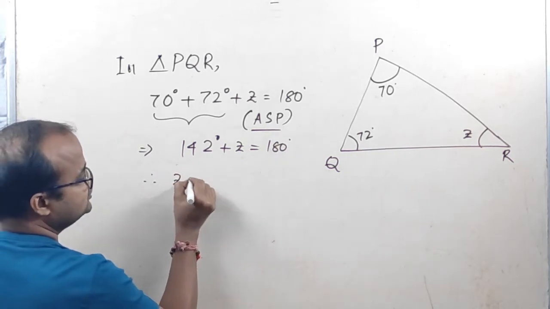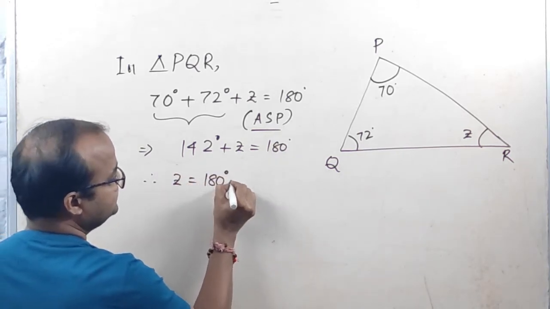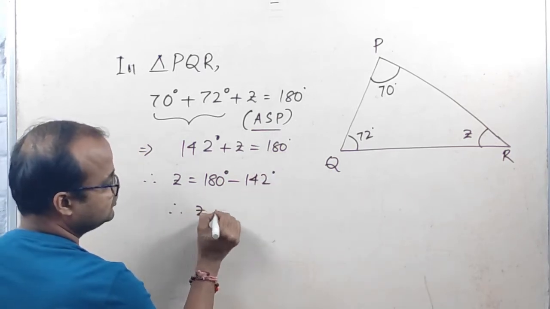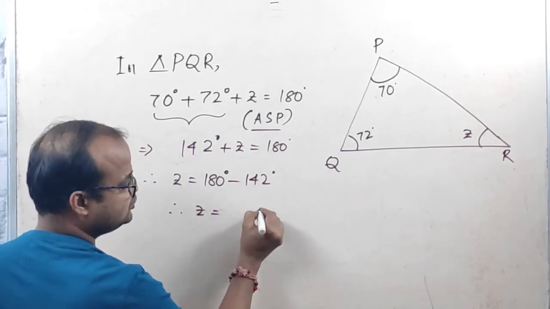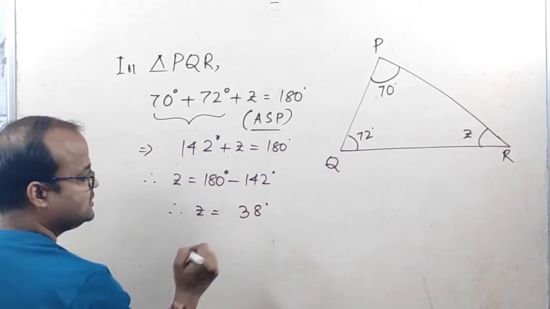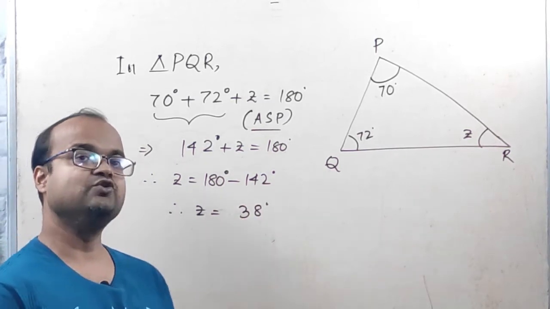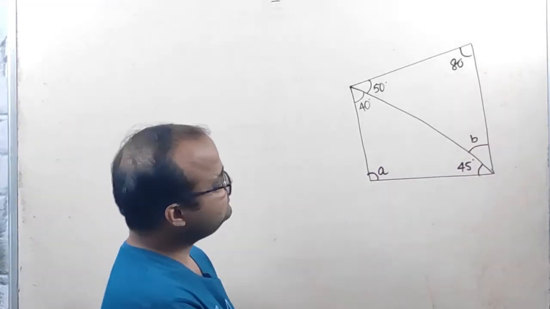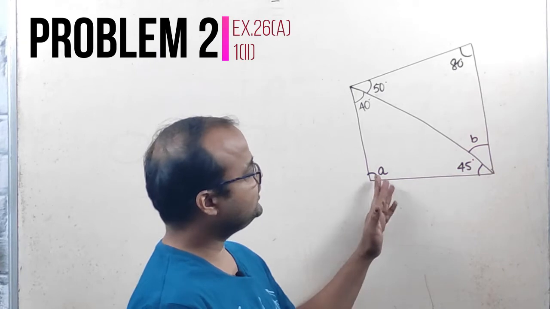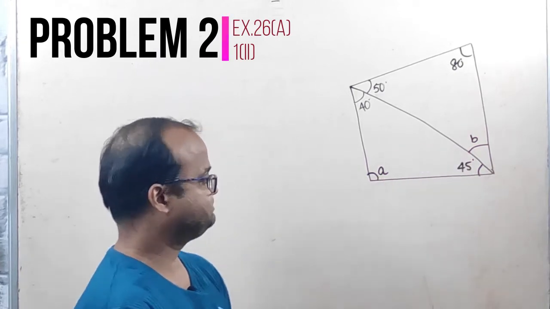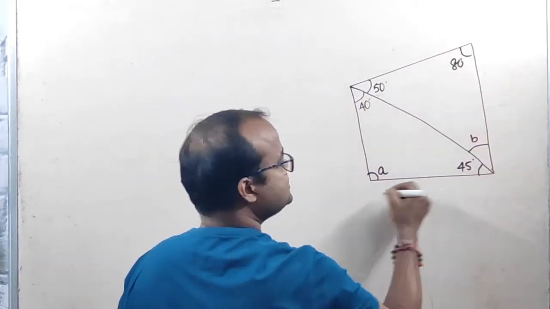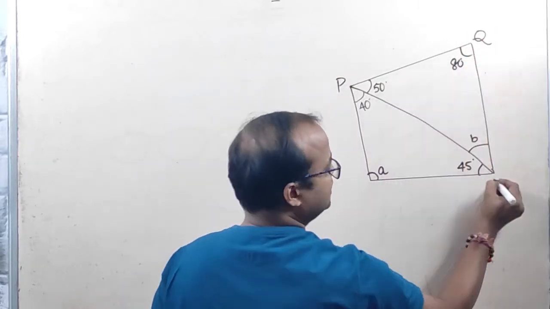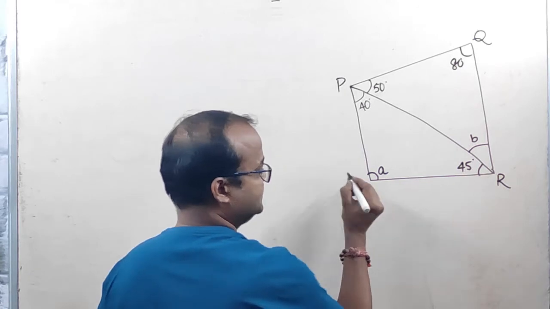Therefore z equals 180 degree minus 142 degree. Therefore z equals, if you subtract these two, you will get 38 degree. So the value of z is equal to 38 degree. Now the next problem is we need to find out the value of A and B. We are going to name the vertices of the diagram as, suppose, P, Q, R and S.